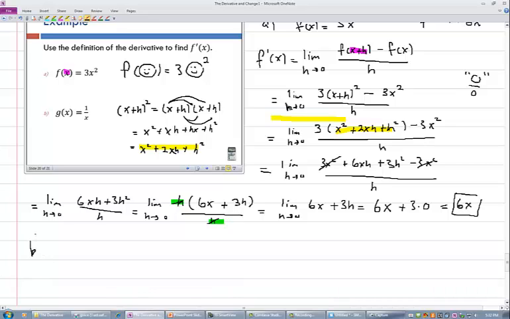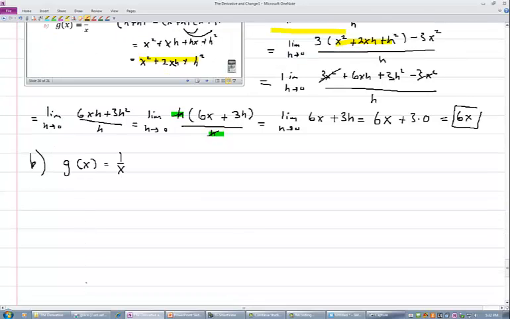So on part B, I have g of x equal to 1 over x. So let's not get stuck on f, right? So I can say g prime of x. There's no big deal between f and g, so the same idea. Right? Why do we use f? Because it stands for function, and then we use g because it's the next letter in the alphabet. So I have g prime of x is equal to the limit as h goes to 0 of g, almost said f, of g of x plus h minus g of x, all divided by h.